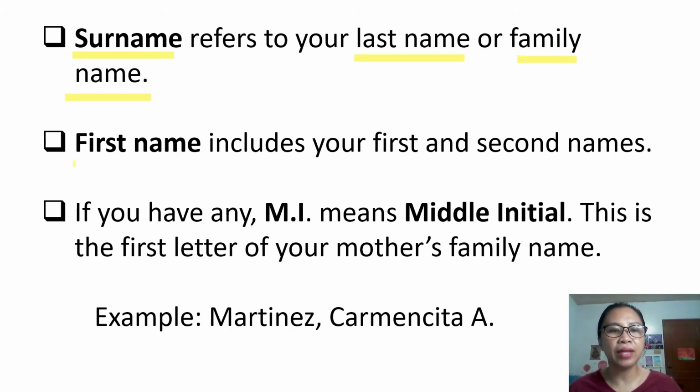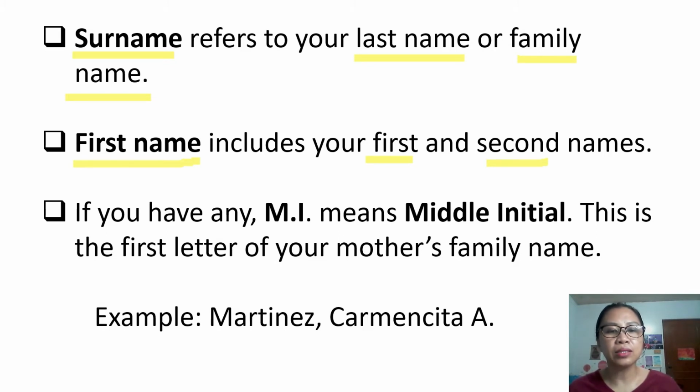And we have the first name, your own given name. Your parents gave you a name or full name. That is the first name that you have. Usually, you have one or two or three names given to you by your parents. So you have to include that also in your form.